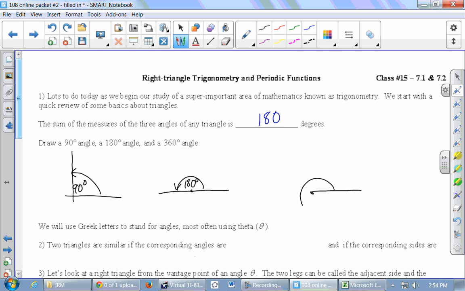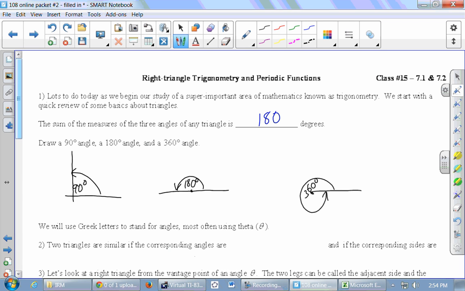So what you could do is just draw the one little line segment that I have, and then this little arc thing that will say, okay, we went all the way around, even though it looks like we didn't go anywhere. We will use Greek letters to stand for angles, most often using theta, which is written there in the parentheses.